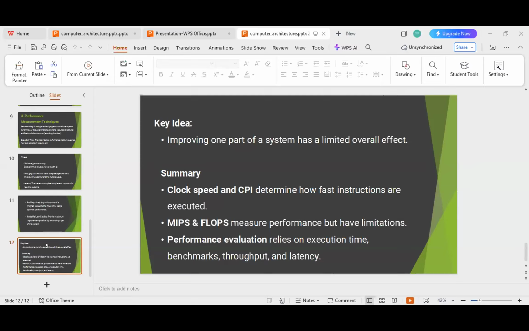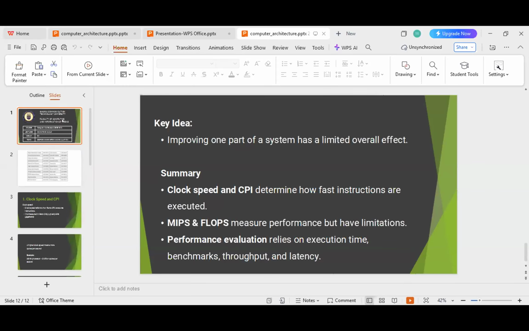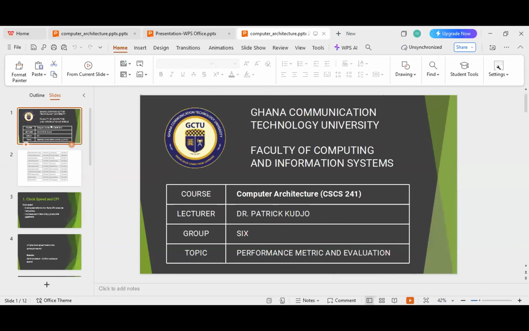What is your topic again? Performance metrics and evaluation. Trust me, you have not done any presentation. Consider it that you've not done any presentation. Because if I want to grade or score you, I'm not going to give you anything more than 10. This is not a presentation. So you go back, work on it. We'll give you another opportunity to come and present.